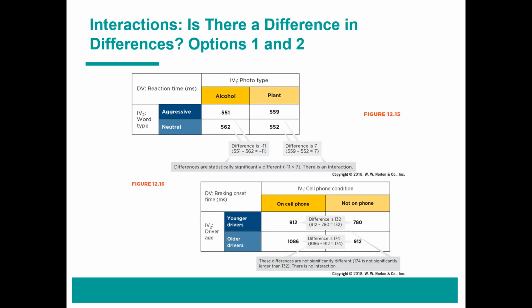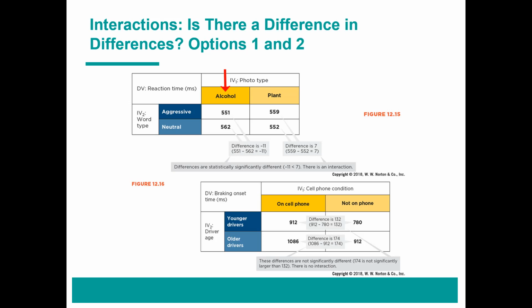When you have a factorial design with two independent variables, there will be one interaction effect to look for. This is the interaction between the two independent variables. Let's look at how we might go about identifying an interaction effect simply by looking at the results in a table. The table on the top shows how to compute the interaction for the alcohol and aggression study. Remember that an interaction measures differences in differences. You begin by computing two differences. Start with one level of independent variable 1, alcohol photos.